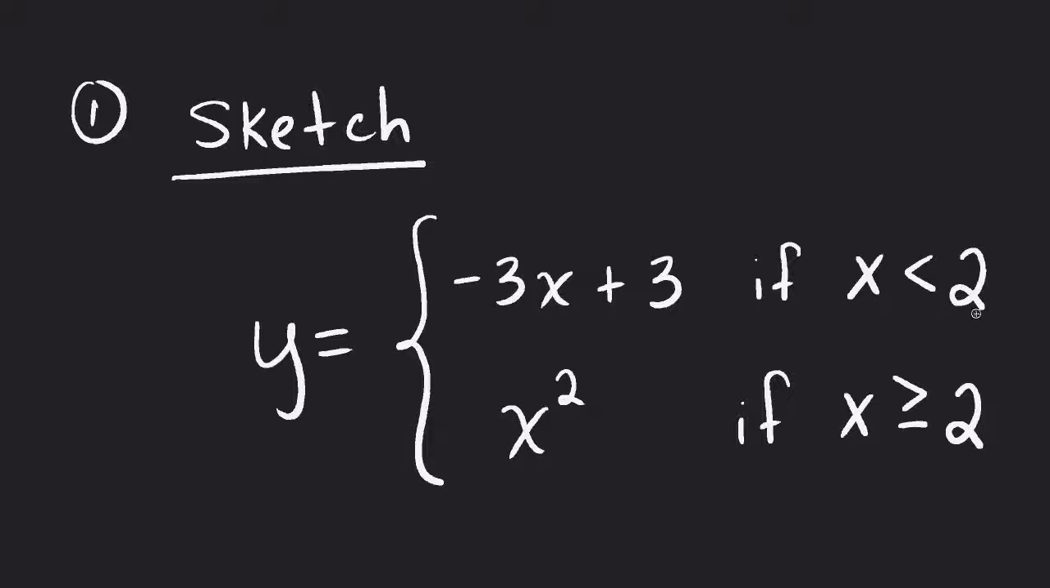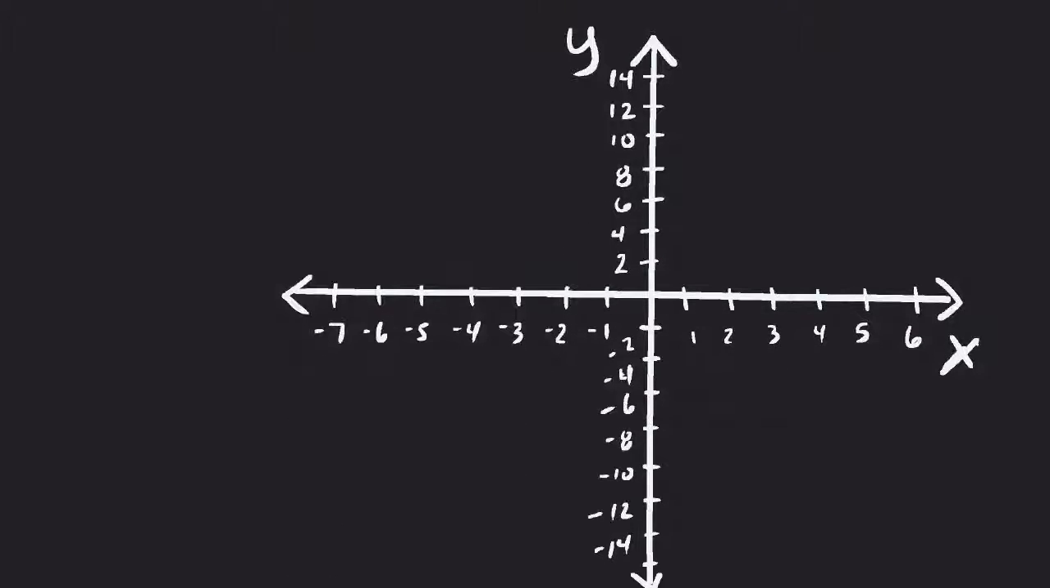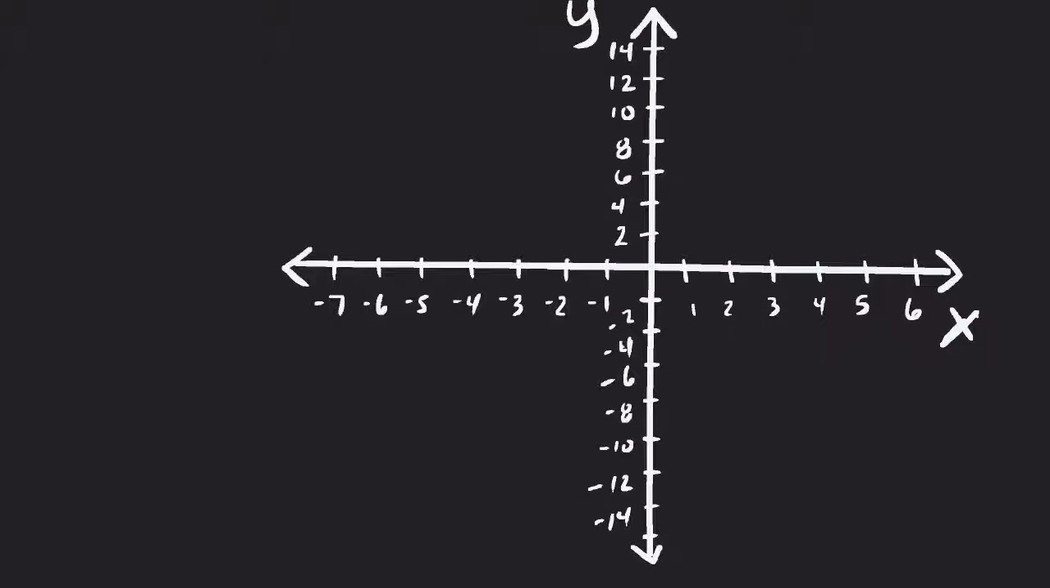So 2 is really where this graph is changing parts. It's changing its look. So let's take a look at what that looks like when we go to graph this. The first part, we're going to graph in yellow. Our first one starts at the point (0, 3), so I'm going to put that over here so we can see what I'm doing. So our y-intercept is (0, 3).